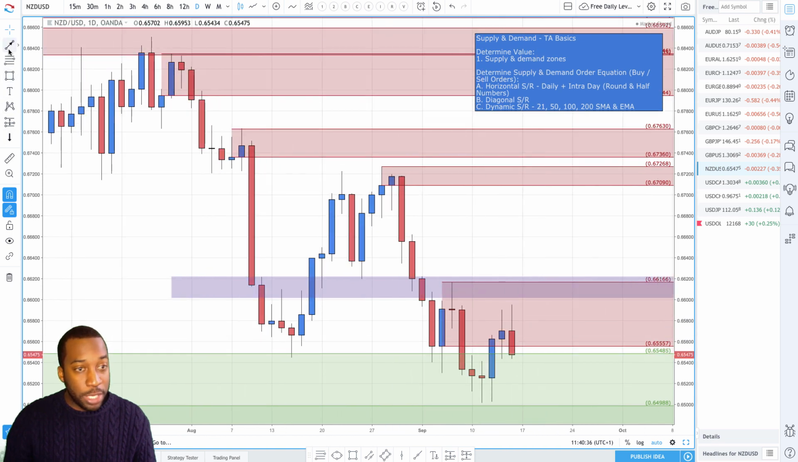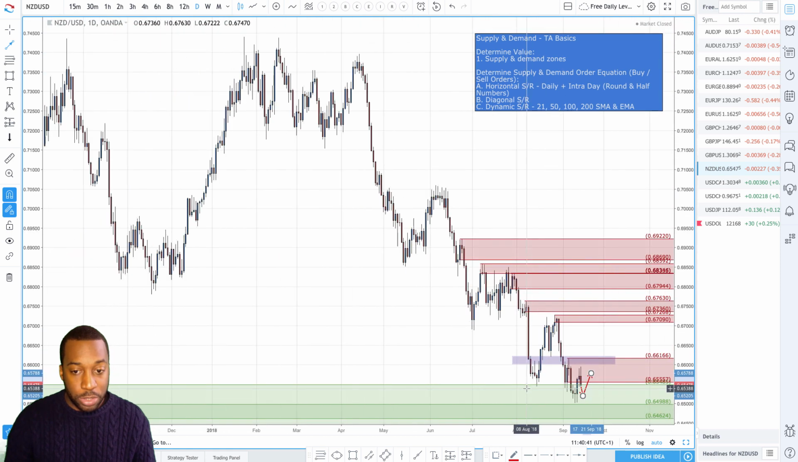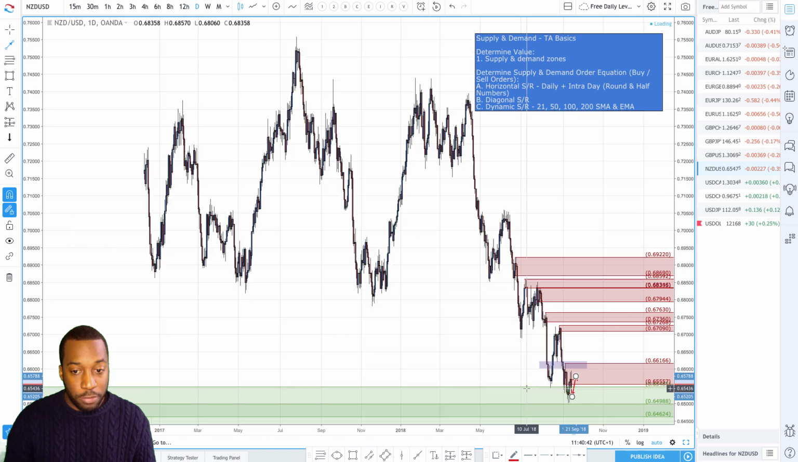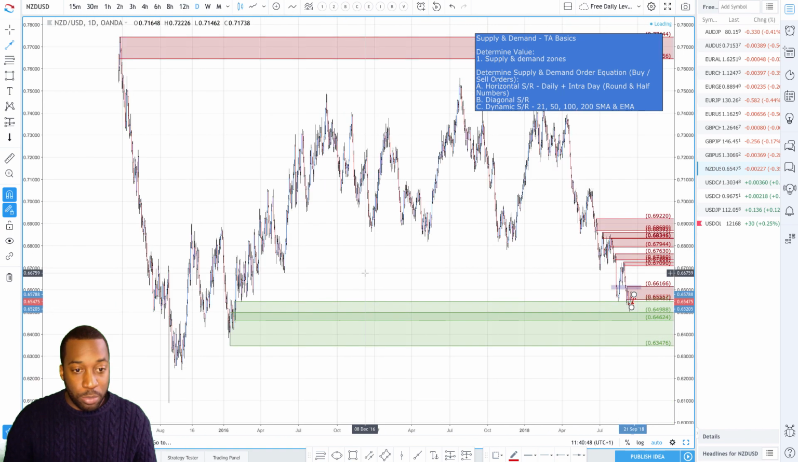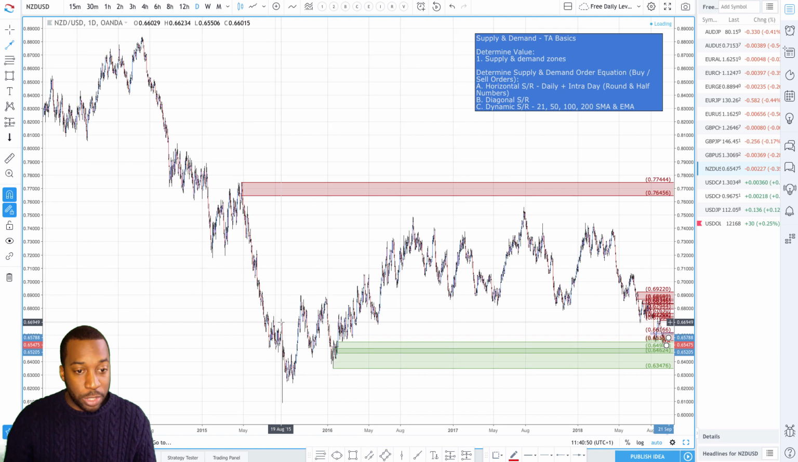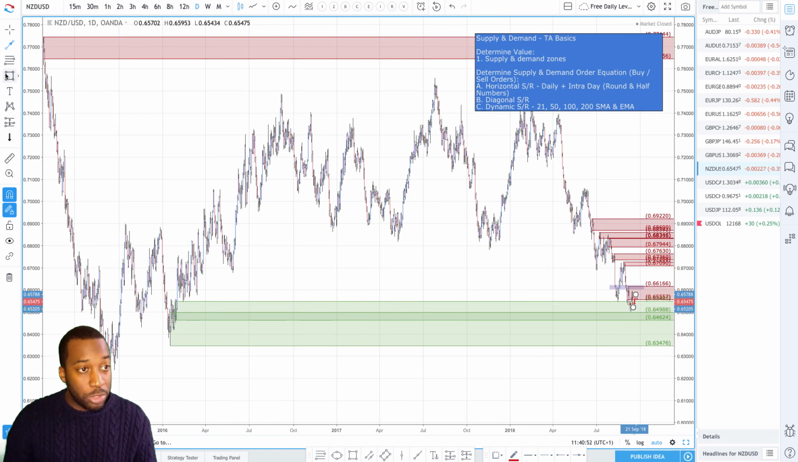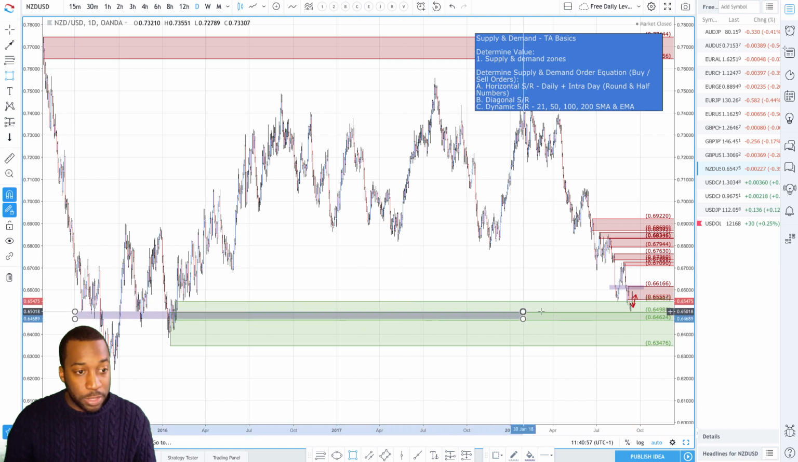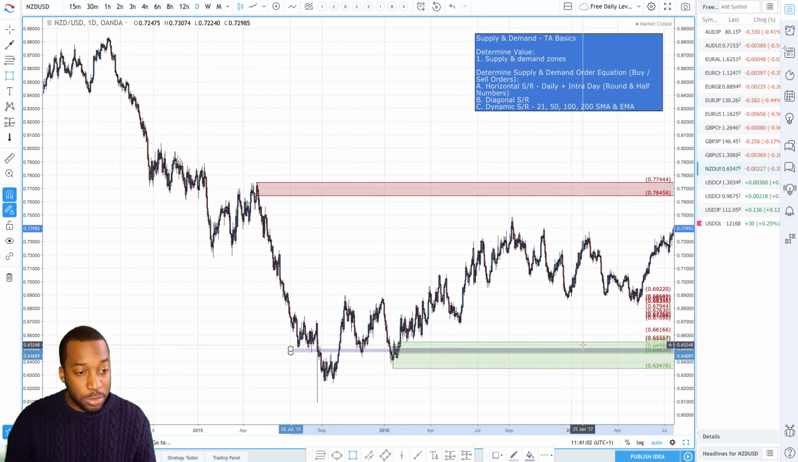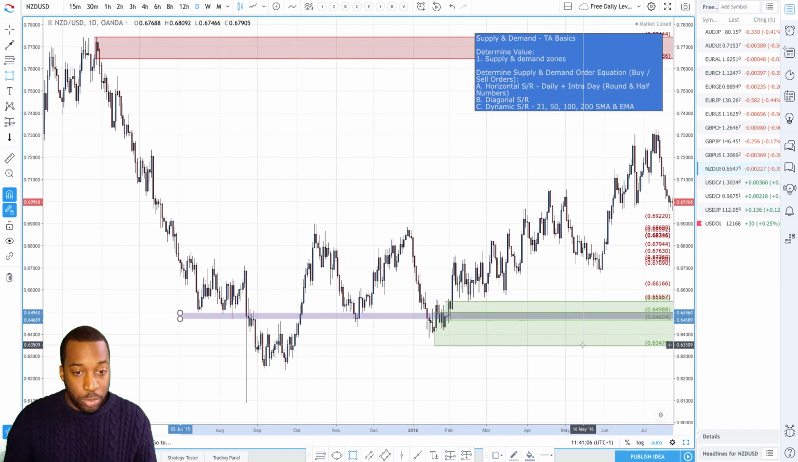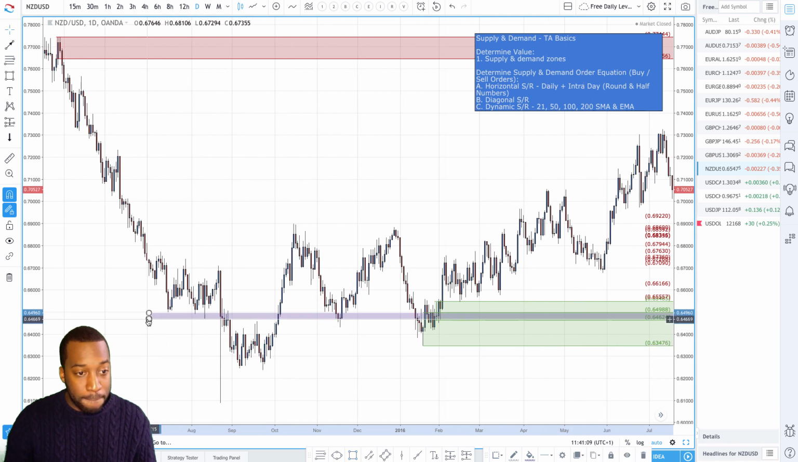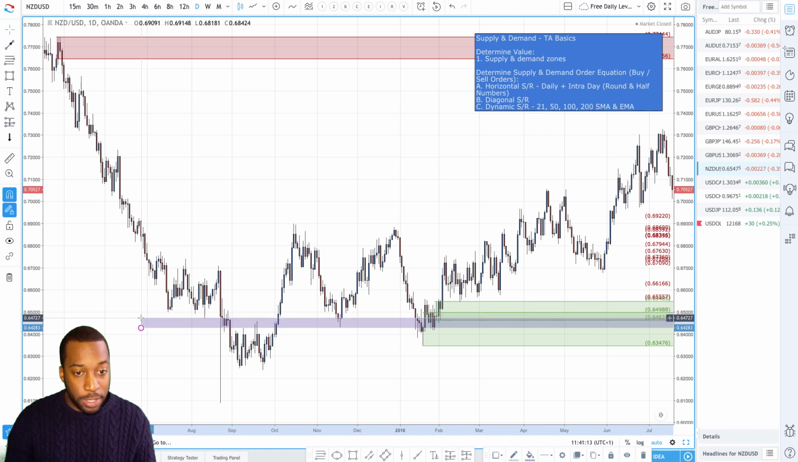If you're looking at buying, then again, probably anywhere down into this demand zone is where you'd be looking. And let's probably zoom out a bit more. If we're looking at long-term horizontal support and resistance, I think that's probably the area. Let's zoom in a bit more. Probably anywhere around here, I would say.